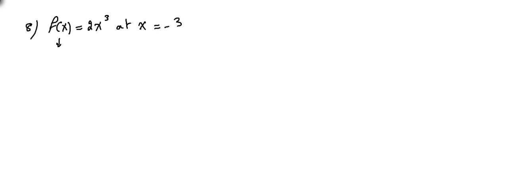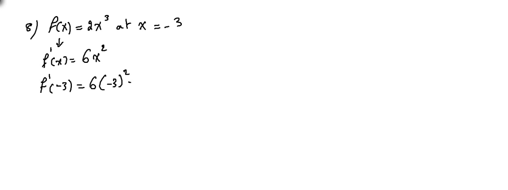We can find the derivative directly. F prime of x equal 3 multiplied with 2, it's 6, x to the power 2 multiplied with the derivative of x, which is 1, so it's 6x squared. He needs us to find the derivative at minus 3. So the answer should be 6 times minus 3 to the power 2. That is 9 times 6, 54.